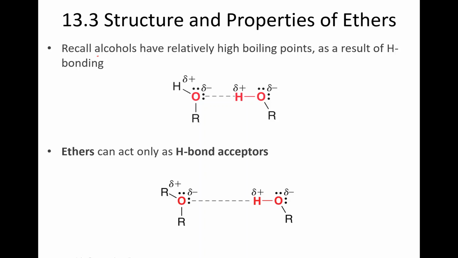Let's look at boiling point. So if we recall, alcohols have relatively high boiling points compared to other similar molecular weight compounds. And that's because alcohols hydrogen bond, which is the strongest intermolecular force. Right, so that's why water, for example, has a higher boiling point.